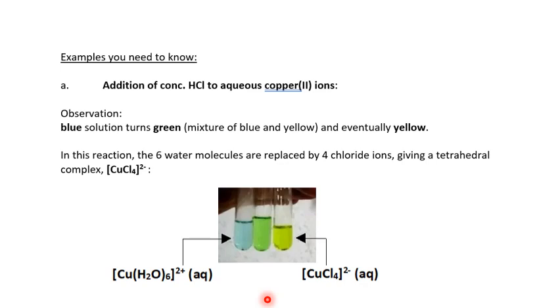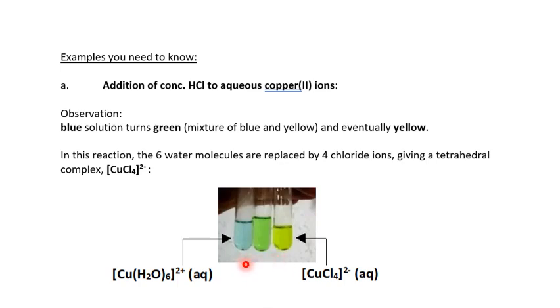The first example that you specifically need to know of a ligand substitution reaction is what happens when you add a high concentration of chloride ions to aqueous copper 2+. So here's our starting solution, which is the characteristic blue color that you see in copper sulfate solution, and that's the hexaaqua copper 2+. And if you add chloride ions, you start to see the color changing, as you can see in the picture.